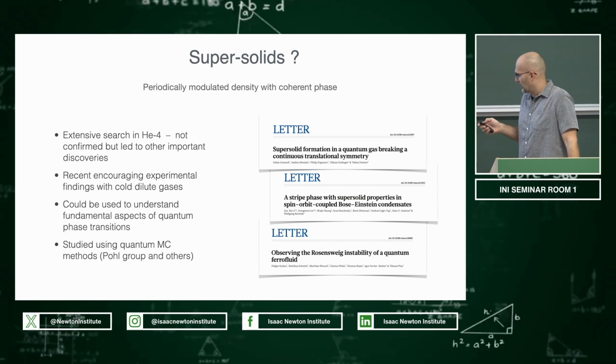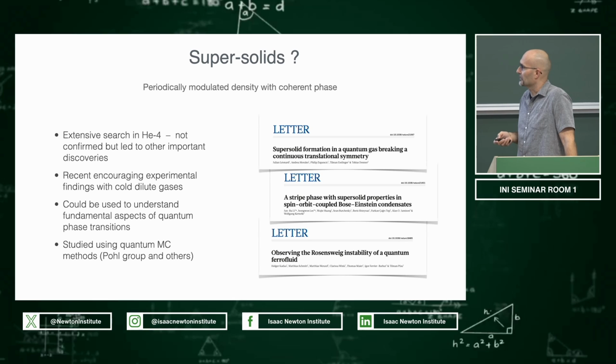There were early claims of observations or realization of supersolids in helium-4, but those were later not confirmed, though these studies still led to other important insights. More recently, within the last 3 years or so, there were claims of observation of at least some supersolid signatures in various systems. And one reason why people are interested in those is that you can study fundamental aspects of quantum phase transitions in these systems.